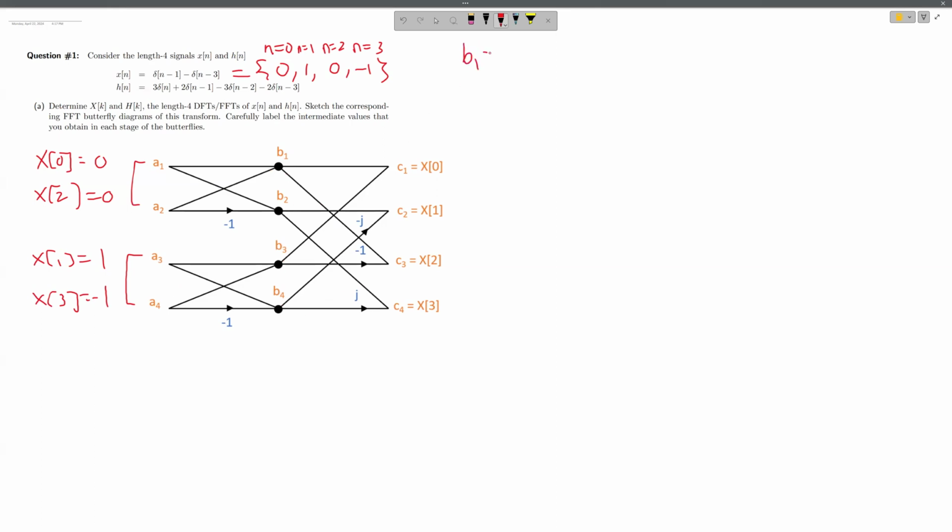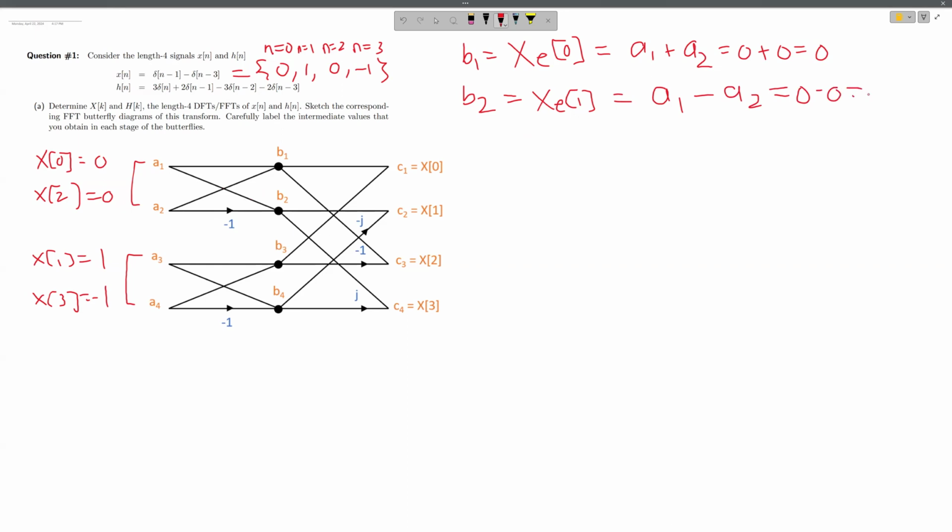First of all, I say that b1 is equal to what I would call xe of 0 by the convention in the class. And what is this going to be? I'm going to follow this diagram. It's going to be a combination of A1 and A2 just added together. So that's going to be A1 plus A2, and that's just 0 plus 0 equals 0. Next, I'm going to solve for B2, which I call the second even term, or 1. And it's going to be the difference, A1 minus A2, because of this -1 here, but it's just also 0 minus 0 equals 0.